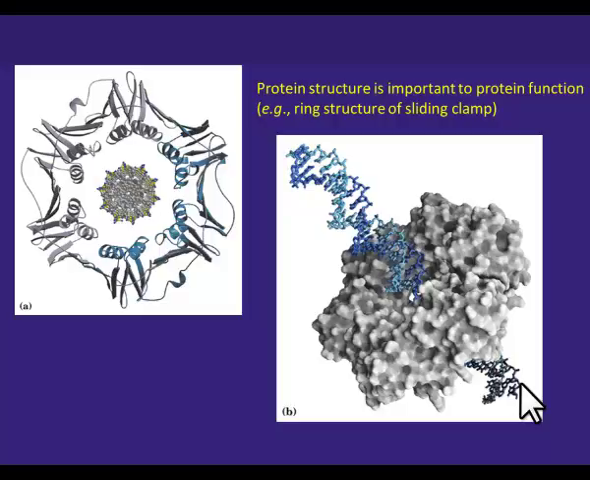The drawing in the upper left-hand side of your screen here is actually of the same structure that you're looking at on the right. This is the sliding clamp. This time it's actually drawn with what we call a ribbon diagram, and you're looking down the center of the DNA molecule. Whereas over here, the sliding clamp is shown by a space-filling diagram. In addition to the shape of the sliding clamp, it also has positively charged amino acid side chains on the inside. And these are very important for helping it interact with DNA, which has an overall negative charge.